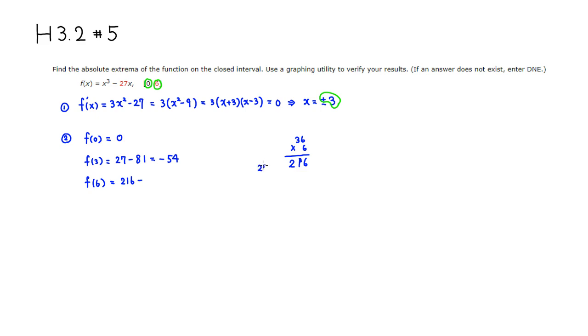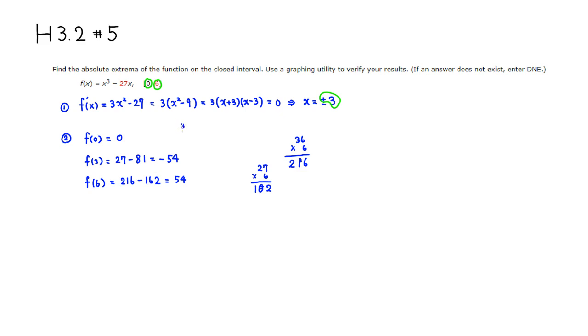27 times 6: 6 times 7 is 42, and 2 times 6 is 12, so it's going to be 162. So 216 minus 162 is 54. We got these values, and it's very easy to determine the result.